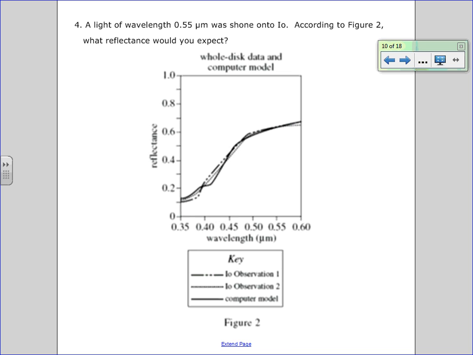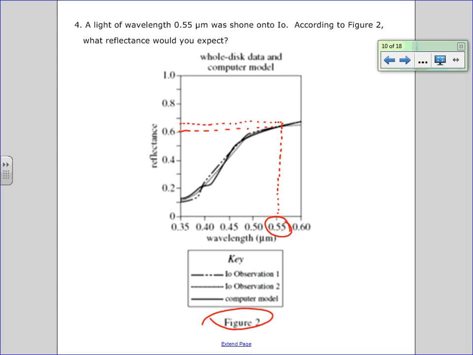I looked at figure 2, then I found 0.55 micrometers. Good. Then I went up until I reached the line, and then I went across, which got me 0.6, 60%. Yeah, good. My line is probably a little high because I'm trying to write it on a smartboard. But yeah, perfect. All right, and you would draw it. There we go. That's better.